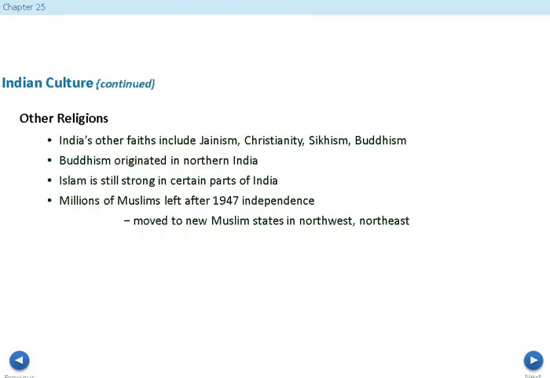The last slide here: India's other faiths include Jainism, Christianity, Sikhism, and Buddhism. Buddhism originated in northern India, but Islam is still strong in certain parts of India. Millions of Muslims left right after the 1947 independence, and they moved into the northwest and also the northeast. We'll talk more about that in the next section when we start talking about Bangladesh and other countries in that area.